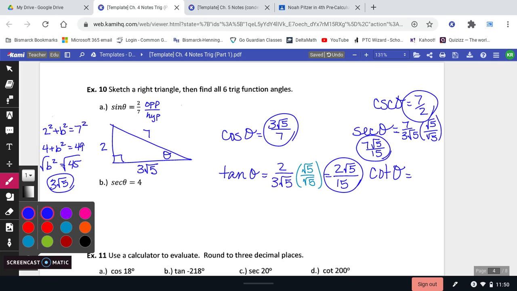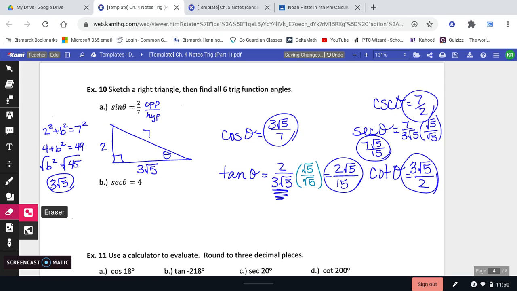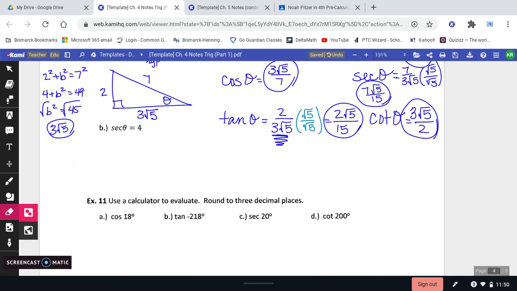Okay, cotangent, I would go back to my original tangent, because when I do the reciprocal of that, I'll get 3 root 5 over 2. And then I don't have to mess with flipping that final answer and then having to do some rationalizing. Okay, B. All right, I want to get at least started on this one.